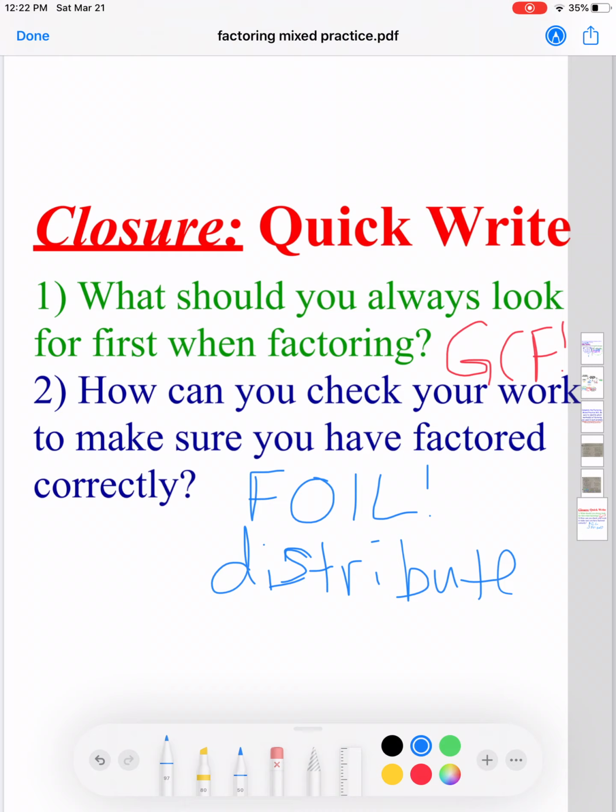Okay, so this concludes our first virtual lesson on factoring mixed practice. Please go back into the classwork page to see what other assignments you've been assigned to work on.